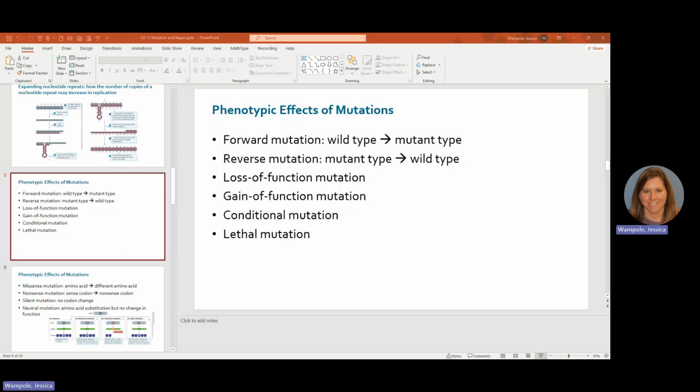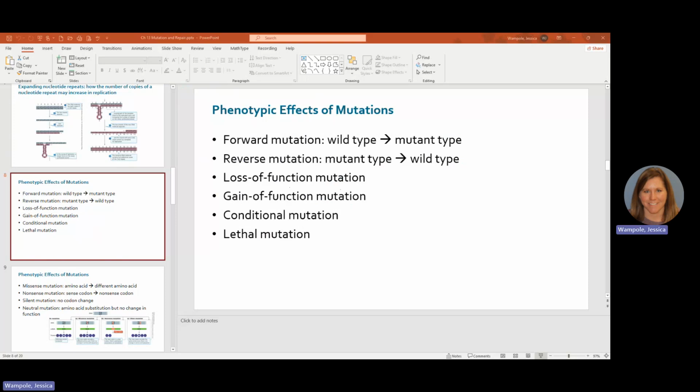So up at the top, this one is going to be our mismatch. The next two actually are going to be our base excision and nucleotide excision.